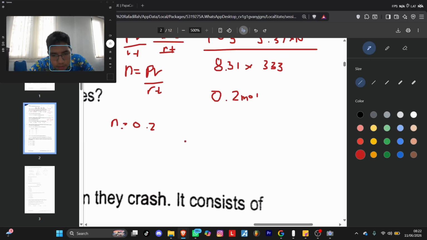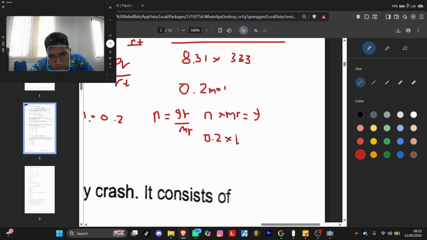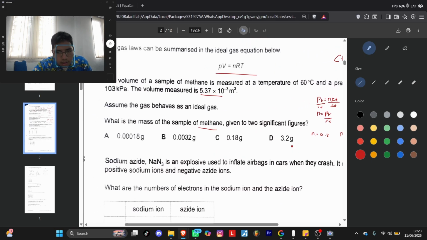From the stoichiometric equation, we know that n equals mass per Mr. So if we try to find the grams, we just do n times Mr, which equals mass. Okay, so the mole is 0.2 times the Mr is 16. So 0.2 times 16 is 3.2 grams. Let's check the answer. Okay, we find it. The right answer is D.